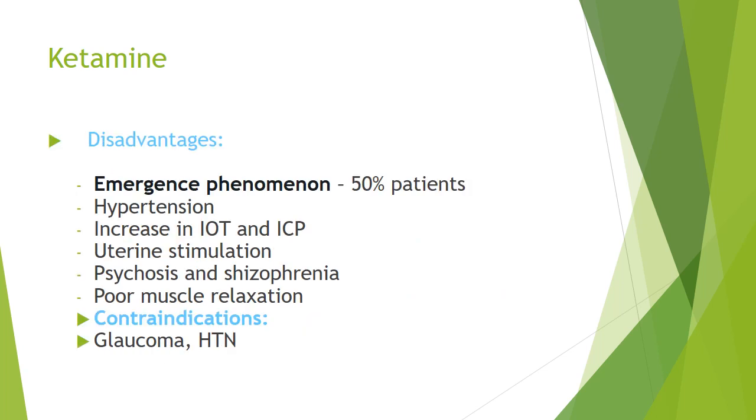The disadvantages of ketamine are that it produces emergence phenomena in about 50% of the patients, which include hypertension, increase in intracranial pressure and intraocular pressure. It can cause uterine stimulation. It can produce symptoms of psychosis and schizophrenia. It has poor muscle relaxation. It does not relax the muscle. Contraindications include glaucoma and hypertension.